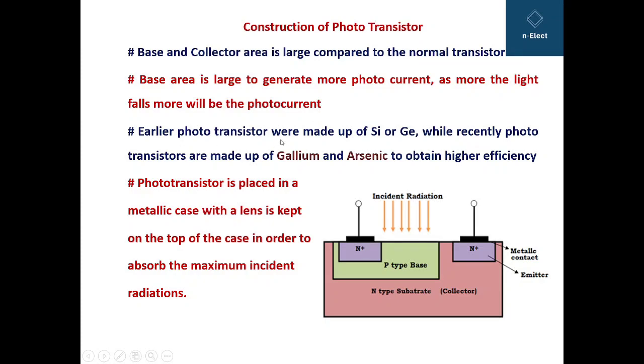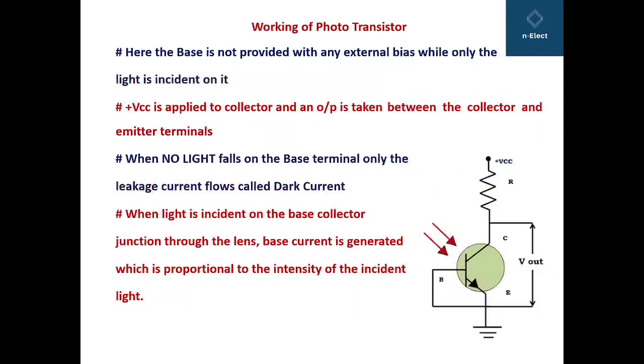Earlier phototransistors were made up of silicon or germanium material, while recently phototransistors are made up of gallium and arsenic to obtain higher efficiencies. Phototransistor is placed in a metallic case with a lens kept on the top so that the incident radiation should be focused on the base region at maximum, and this lens is kept on the top of the case in order to absorb the maximum incident radiation.